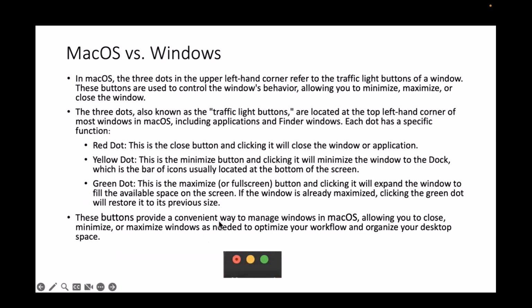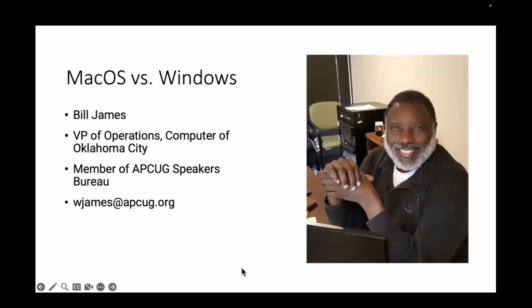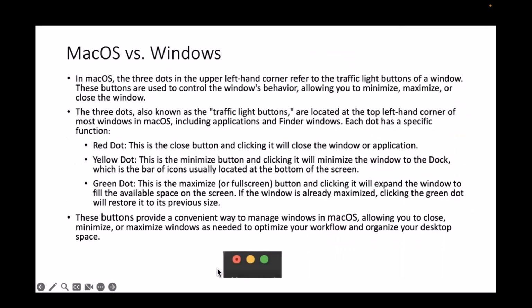And of course, the 3 dots, as we well know, that's the traffic lights that we see. The red dot allows you to close the window or application that you're using. The yellow dot is the minimize button, and clicking it will minimize the window to the dock. And the green dot will maximize the screen or go full screen.